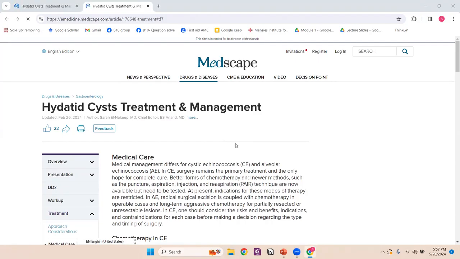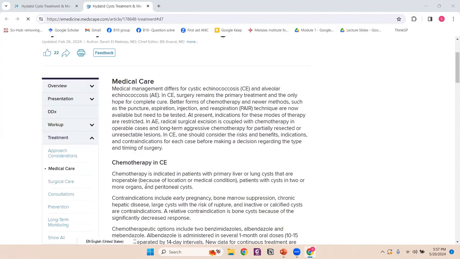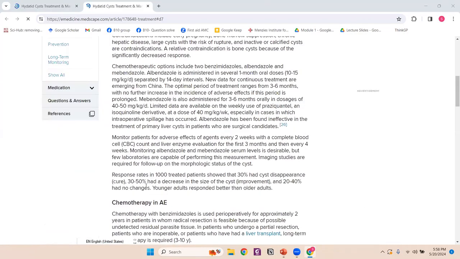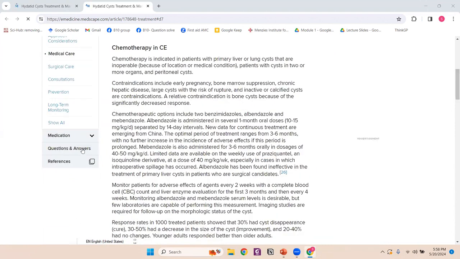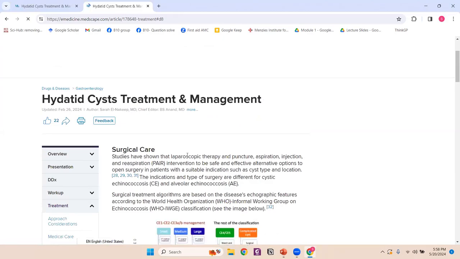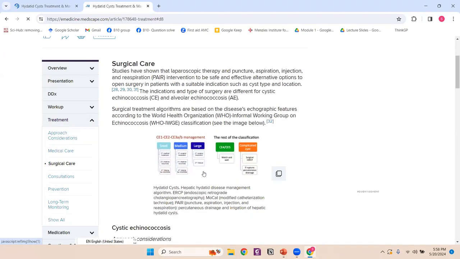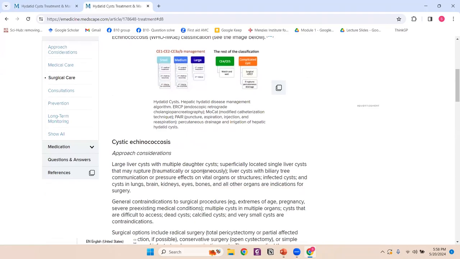So let's see. Here you have the management for hydatid cyst. You can go for medical management and also for surgical management. Now, the surgical management, let me take you to that. Surgical management, specifically laparoscopic therapy with puncture, aspiration, injection, is shown to be the most effective option for treatment of hydatid cyst. So that is the most appropriate, the best management.